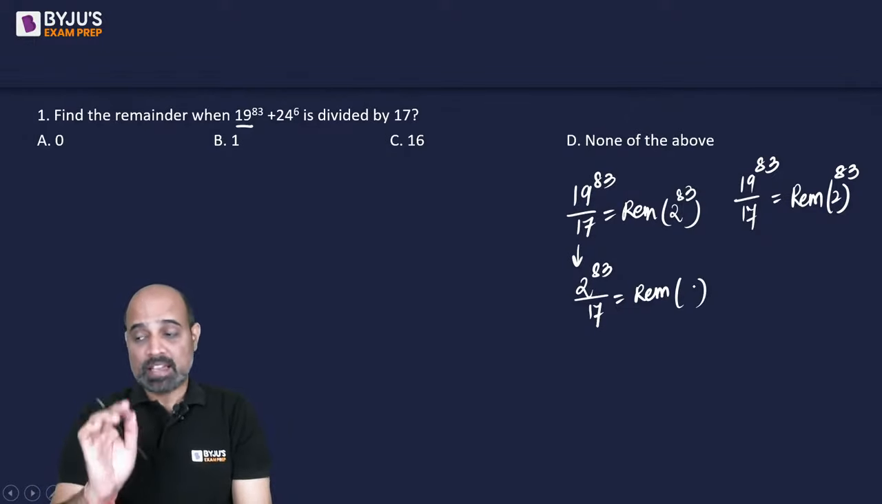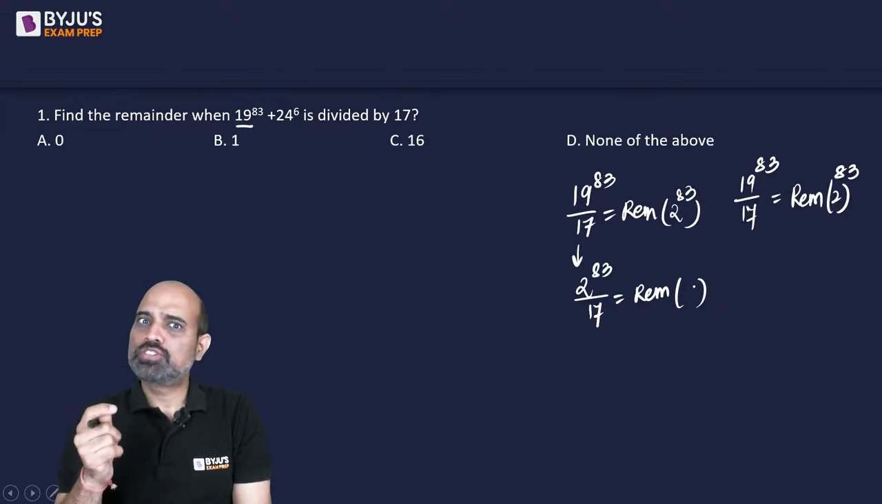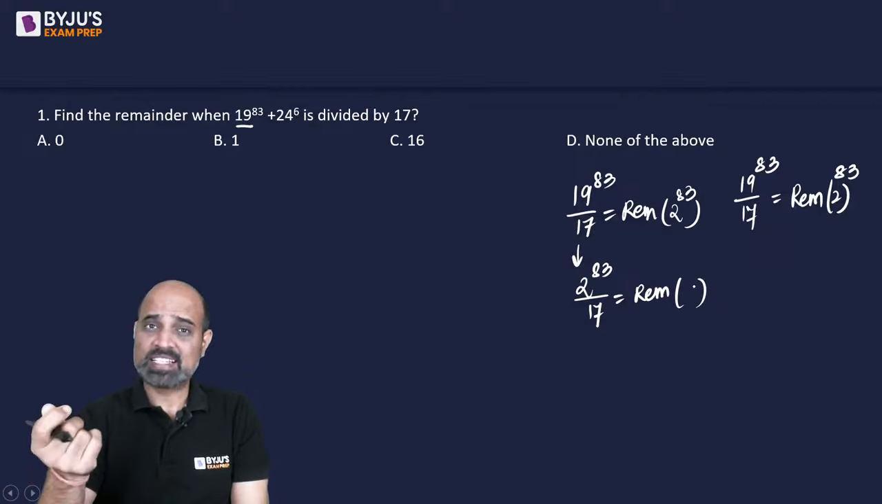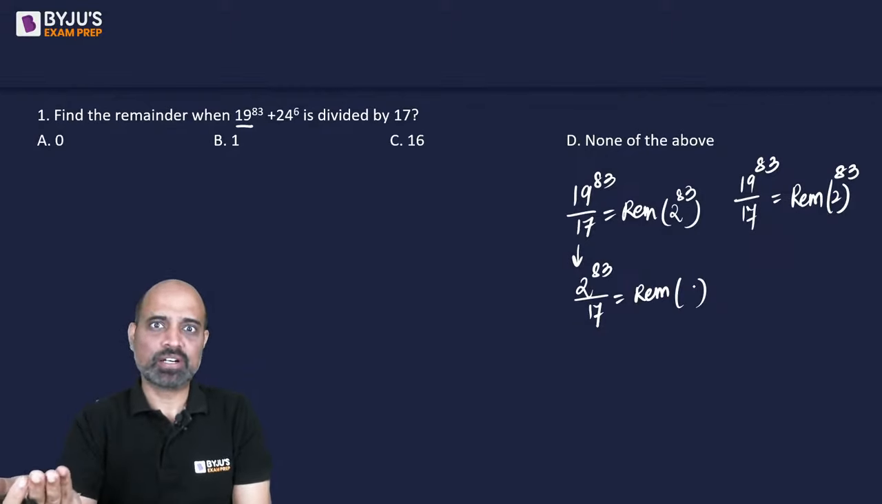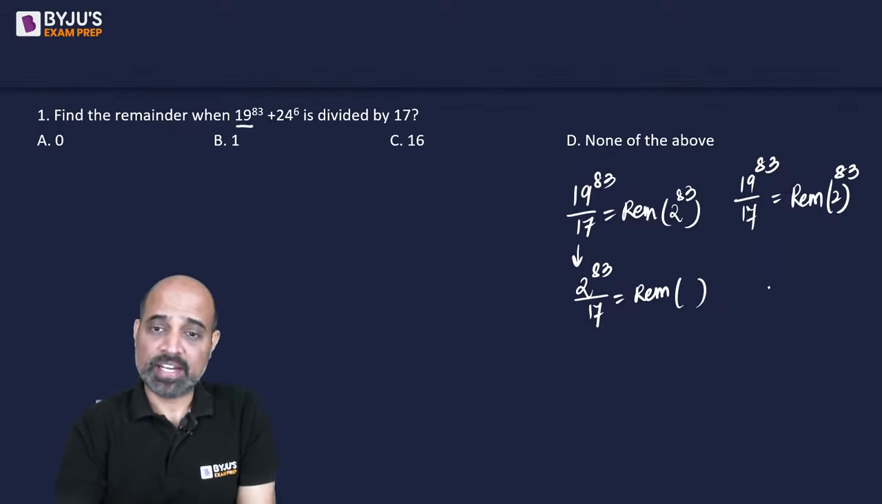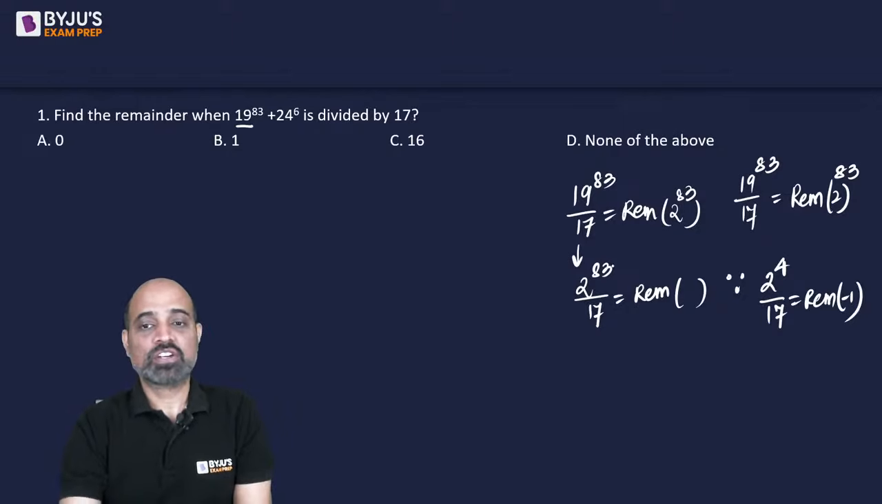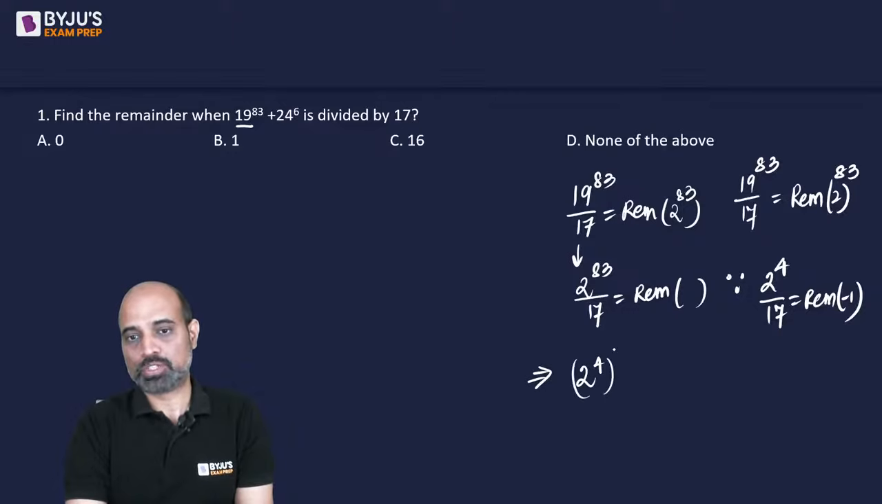Now, if you think about 17 and the powers of 2, you will realize that in the powers of 2 you reach 16, and 16 when divided by 17 gives you a remainder of -1, right? So we can say since 2 to the power 4, that is 16, when divided by 17 gives you a remainder of -1, 2 to the power 83 can be broken down. We can break down the left hand side as 2 to the power 4 whole to the power 20, into 2 cube, when divided by 17.